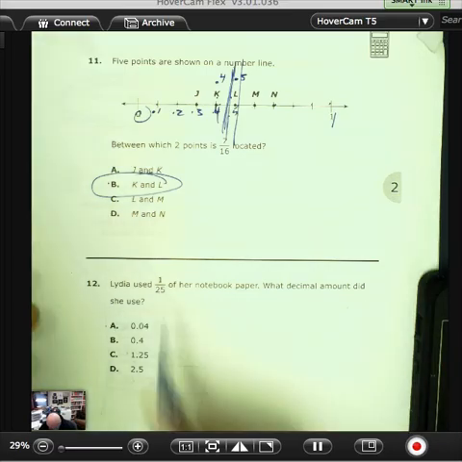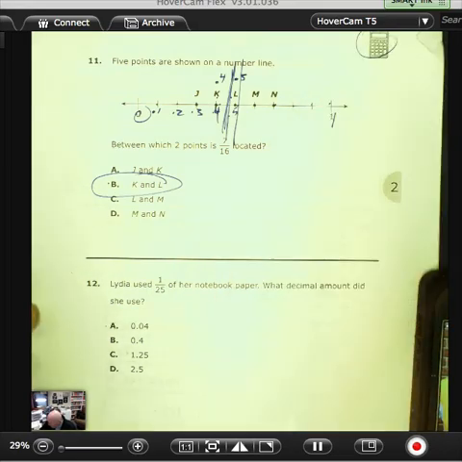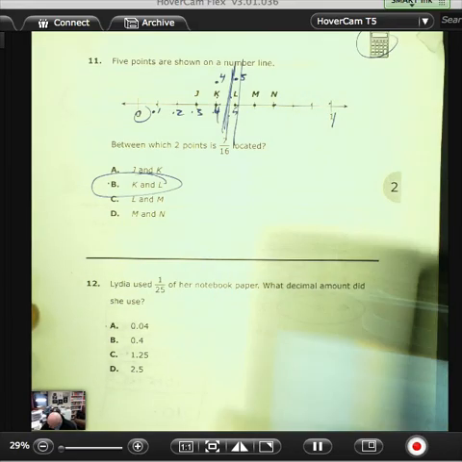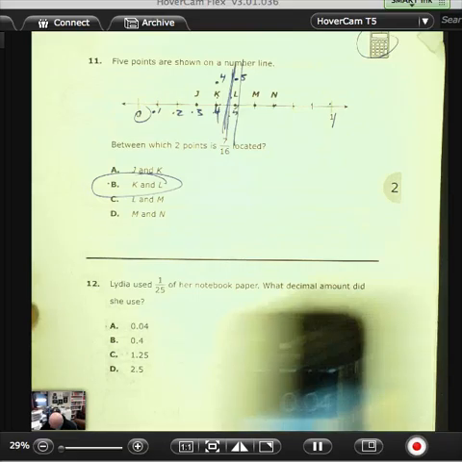Okay, Lydia used 1/25th of her notebook. What decimal amount did she use? Okay, now we're in the calculator portion here, so we can go ahead and get our calculator ready. So if she used 1/25th, that's simply 1 divided by 25. Our fraction is 0.04.